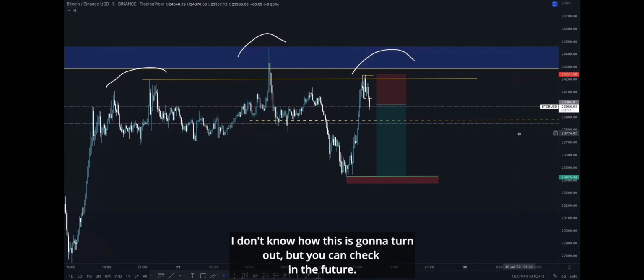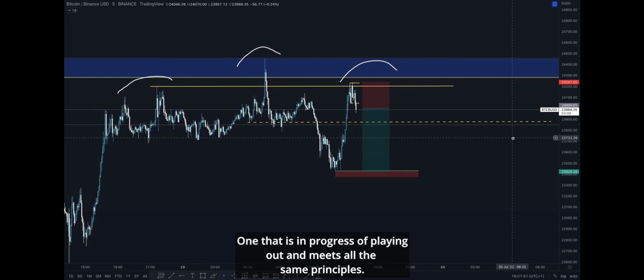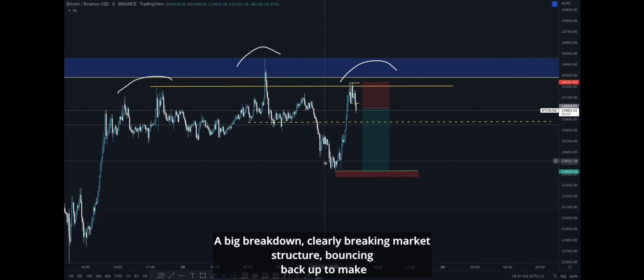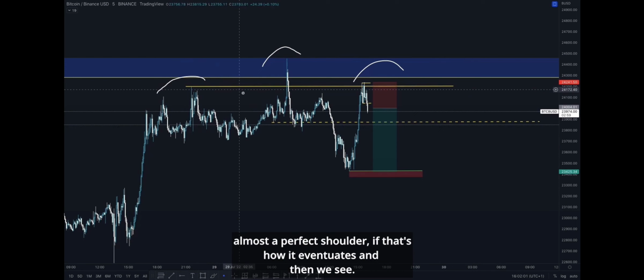I don't know how this is going to turn out, but you can check in future. But that's 2 examples of over-unders, one that was confirmed and did play out, one that is in progress of playing out and meets all the same principles. A big breakdown, clearly breaking market structure, bouncing back up to make almost a perfect shoulder, if that's how it eventuates.